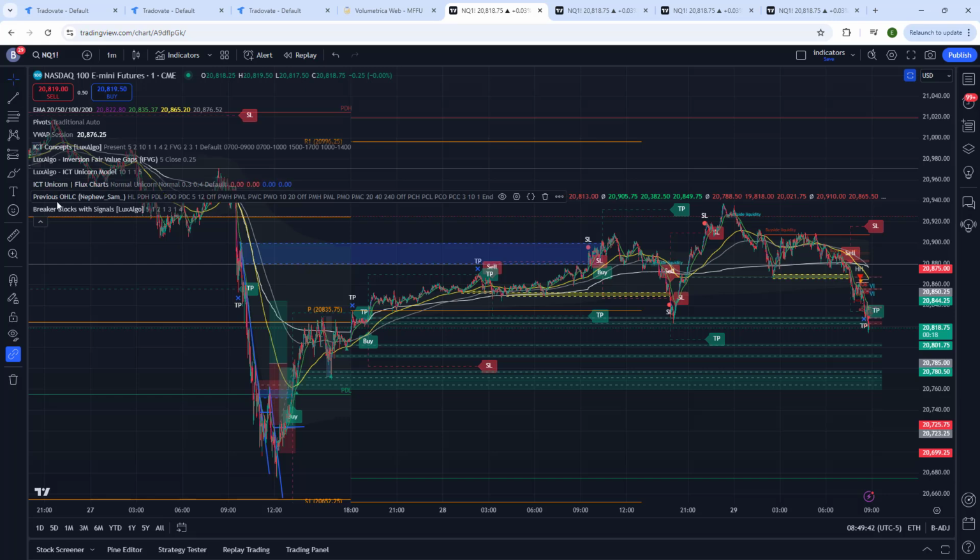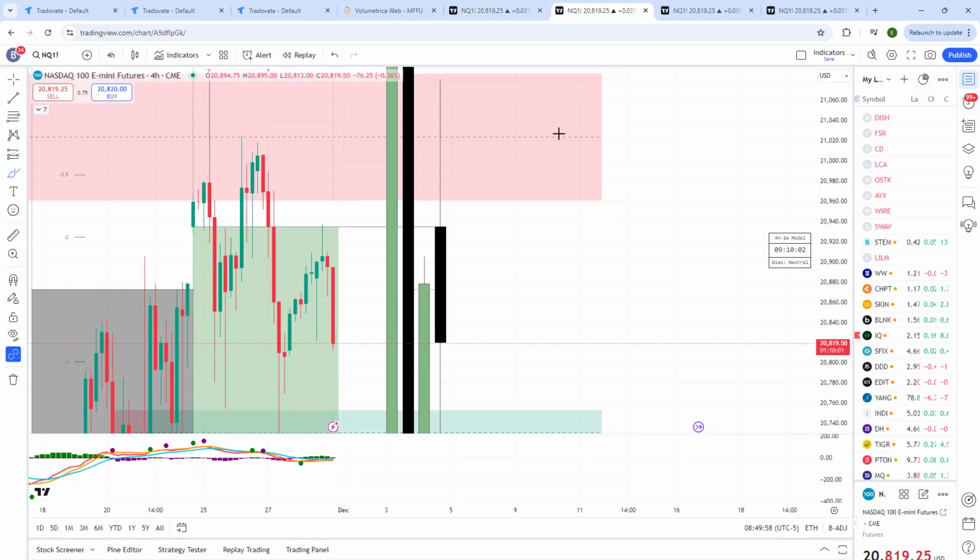I use the previous day high and lows. So this is yesterday's high and low, kind of sees where we're at. I look for basically sweeps under or over and then take it the other way. And then I have the breaker blocks. Then I go to my next tab.